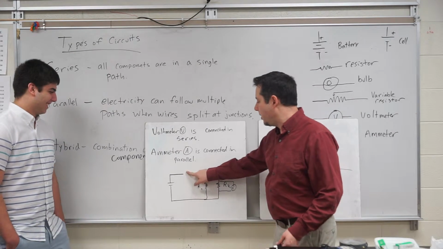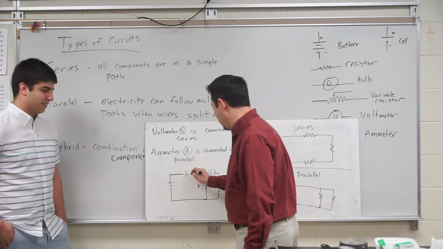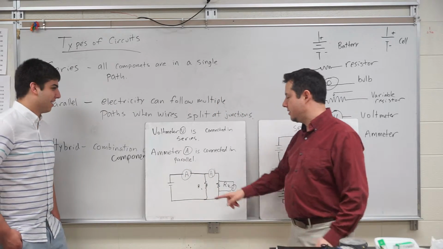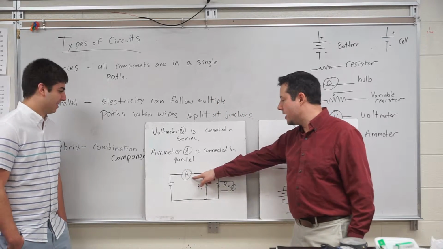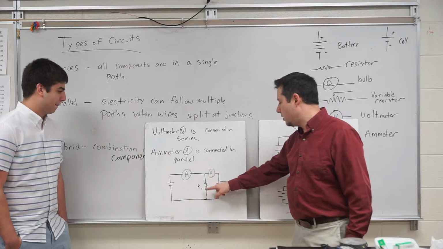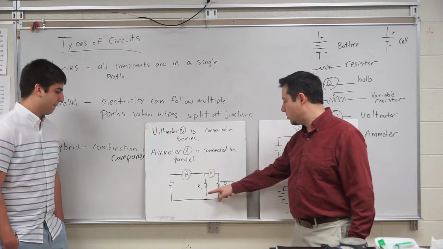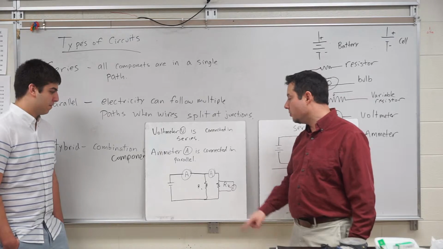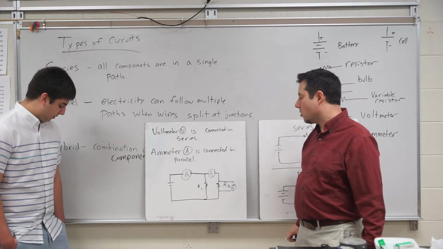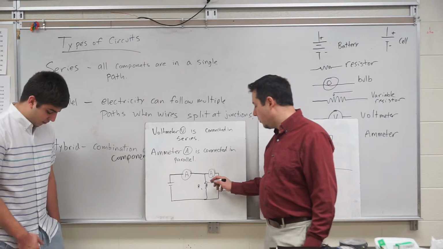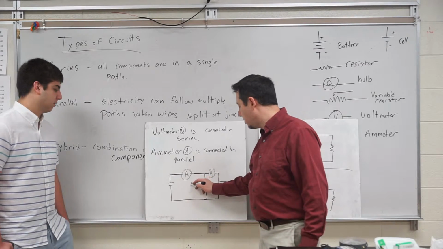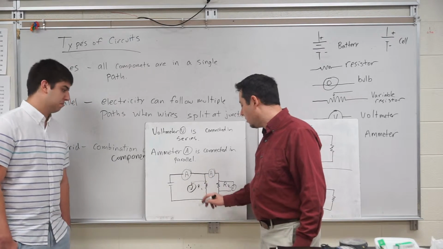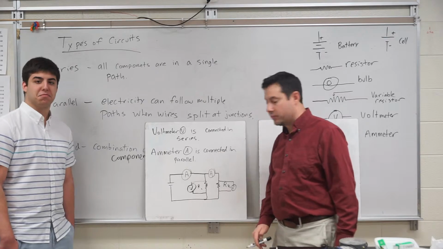Let's say instead I put an ammeter here. Remember the ammeter is in series with everything. This ammeter is now measuring the total current, some of which goes down R1 and some of which goes down R2. So that is the total current. If you wanted to measure the voltage around R1, you just got to put a voltmeter here, like that.